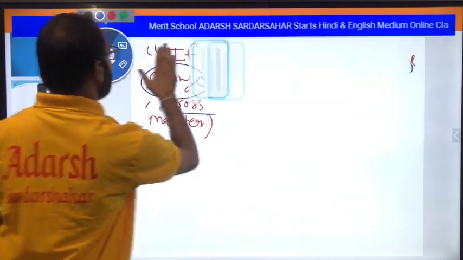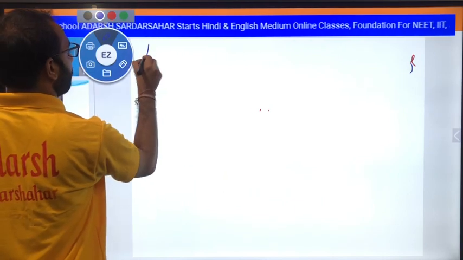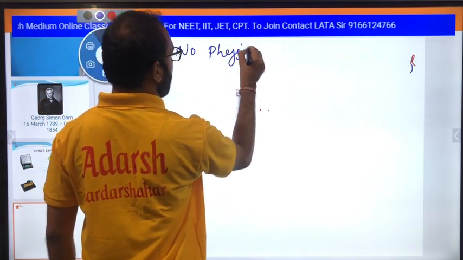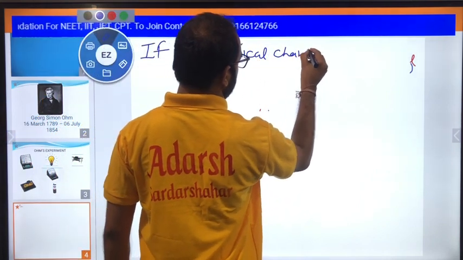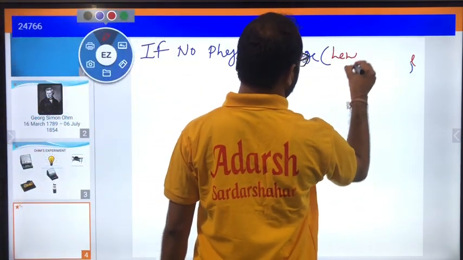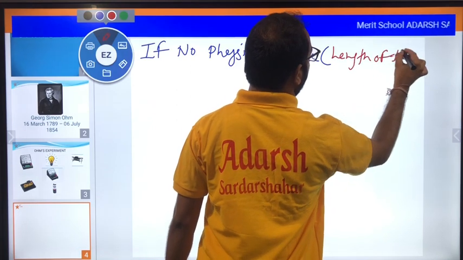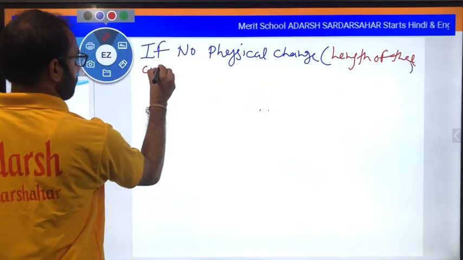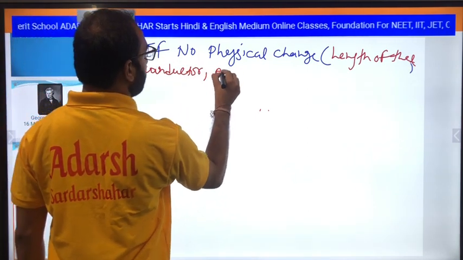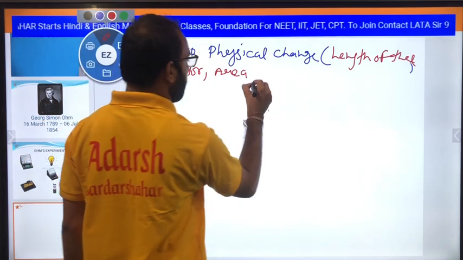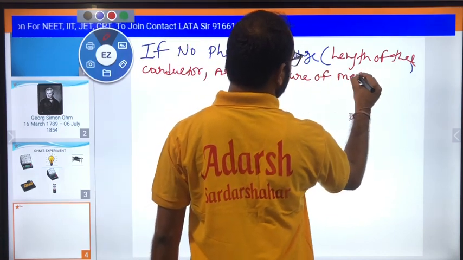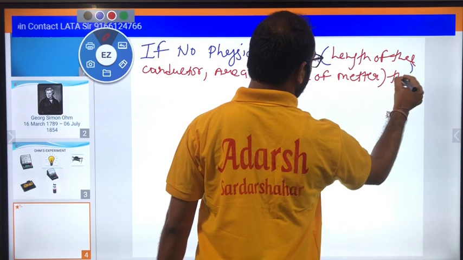Let me write it again. If there is no physical change, what is the meaning of physical change? Length of the conductor, area, which type of area? Cross section, and nature of matter, no change. Then what did we have?